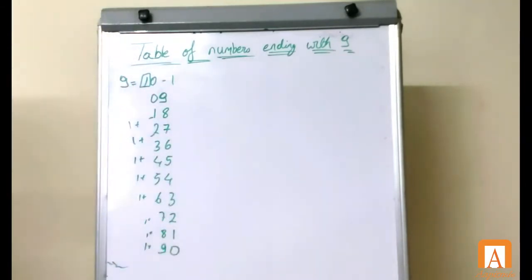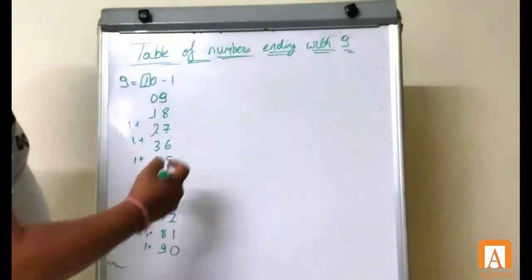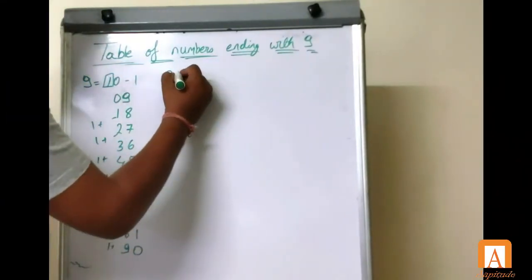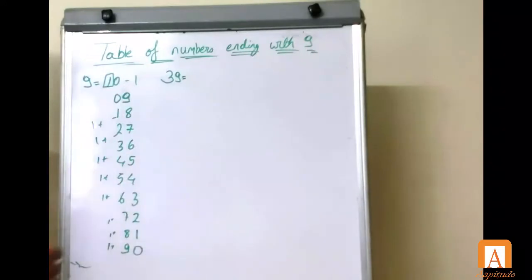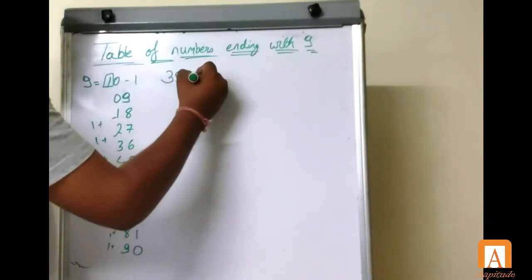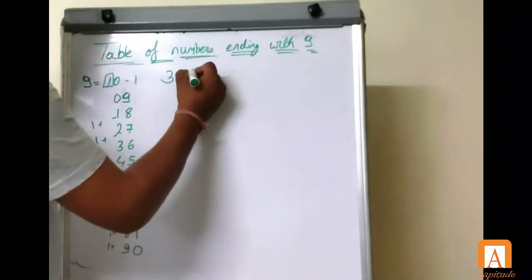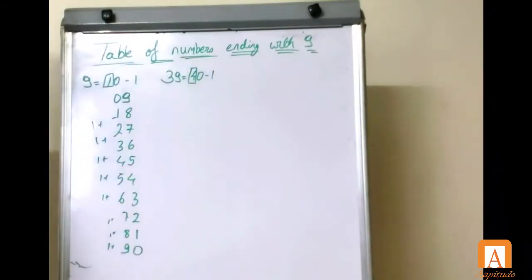So this is the trick. Now let's take another example, let's say, 39. So what is 39? 39 is 40 minus 1. So this 4 we will be using in our trick.